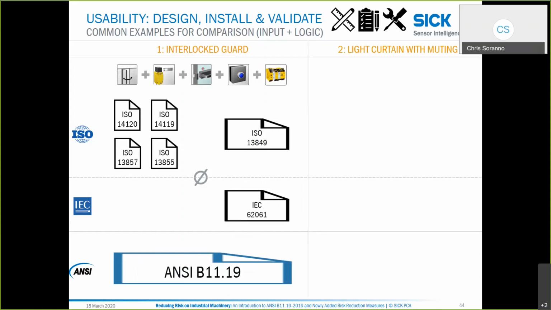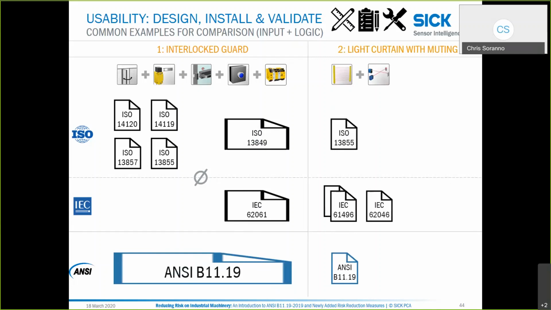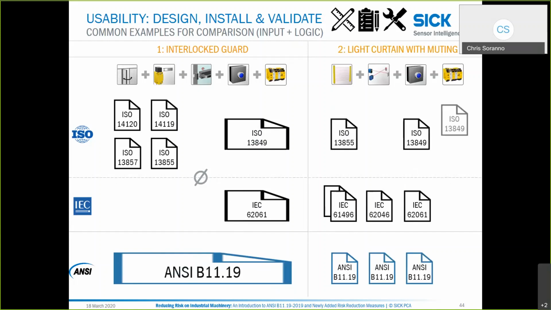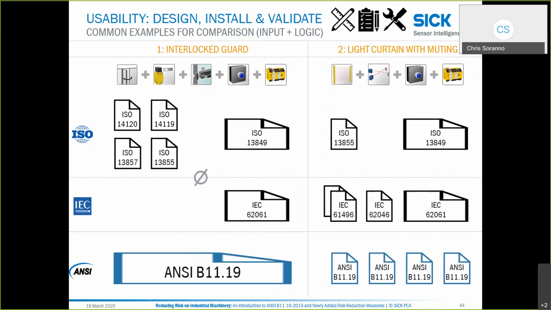We look at another common example of a light curtain with a muting function. We have, again, different standards that apply to the application and design and some of the functionality of the light curtain. Yet another standard for the application of the muting sensors. Again, we have the safety-related reset, as well as the safety-related part of the control system. So here again, we have 6 different standards that would have to be obtained to get some of the same information that's in the one single document of ANSI B11.19.